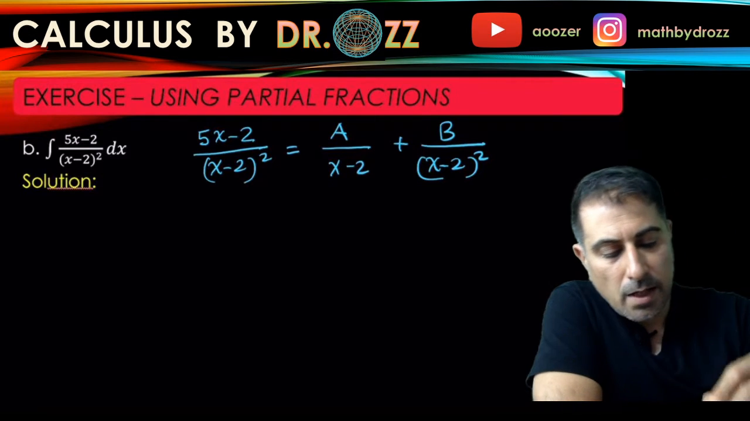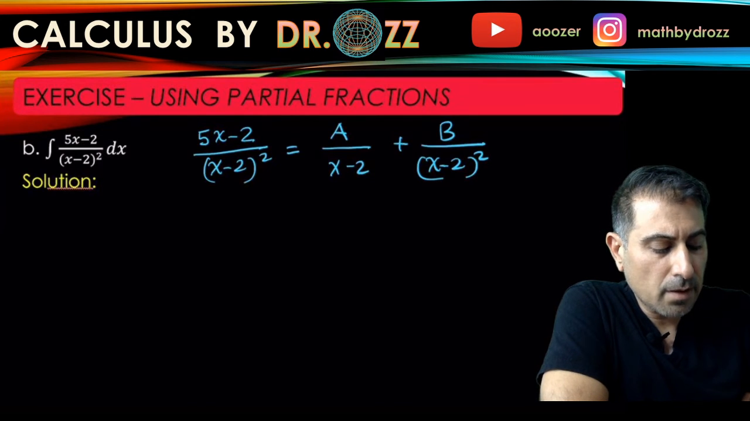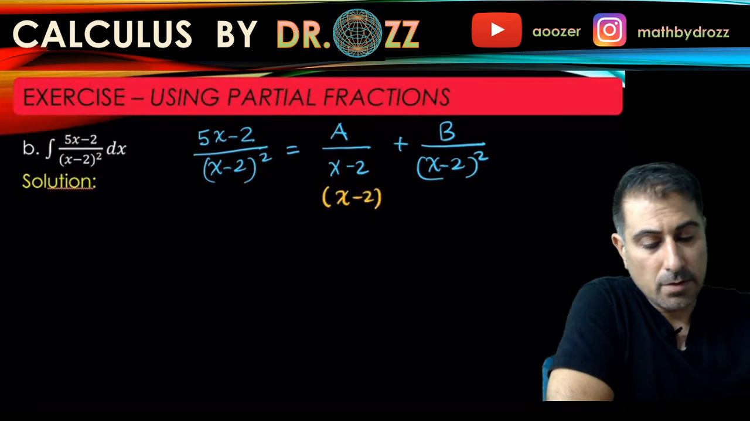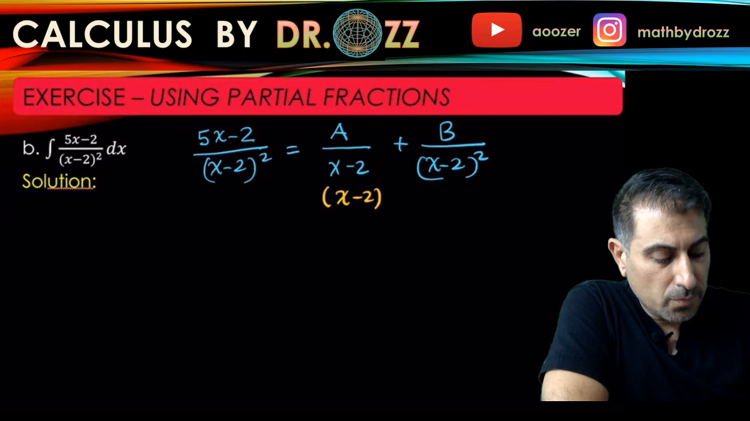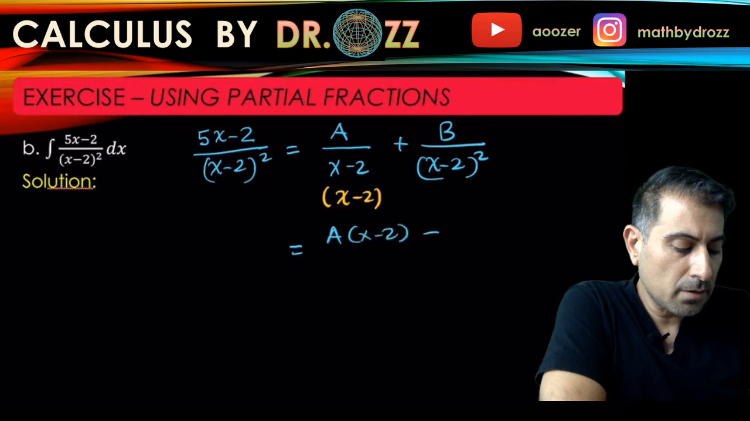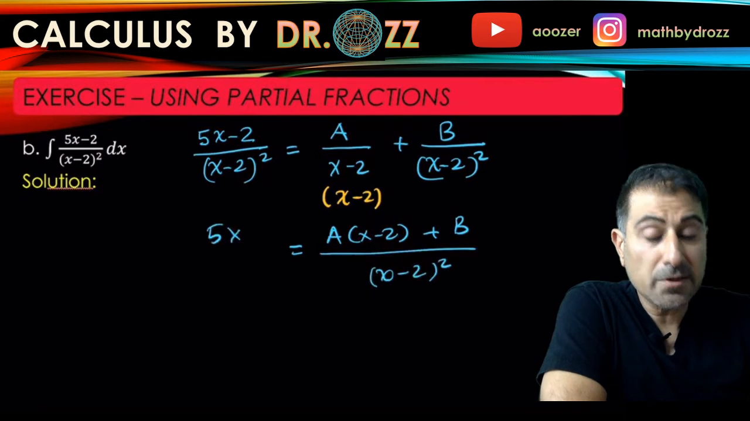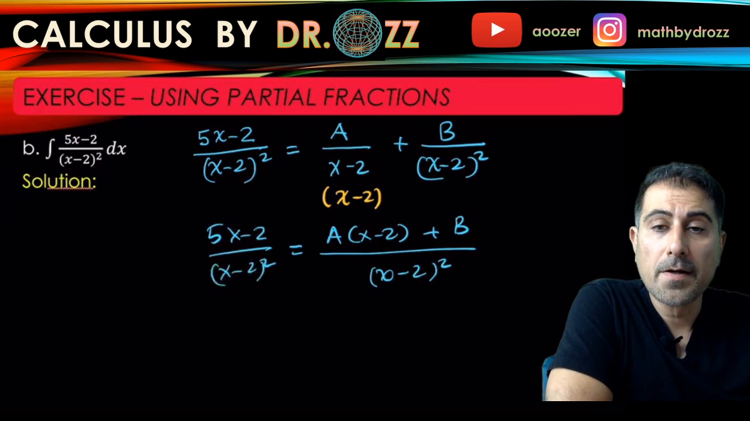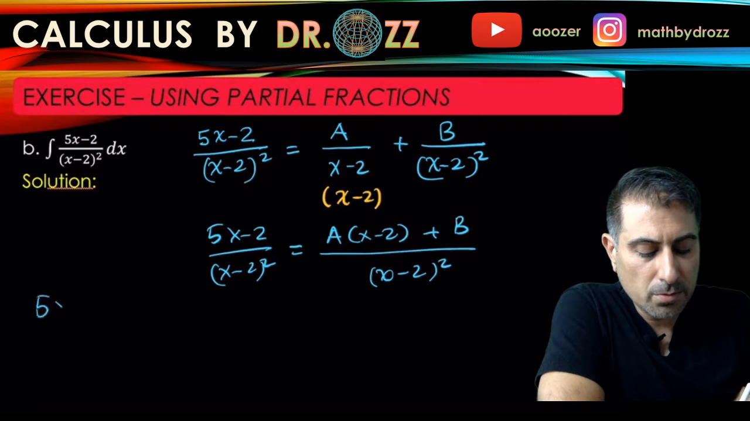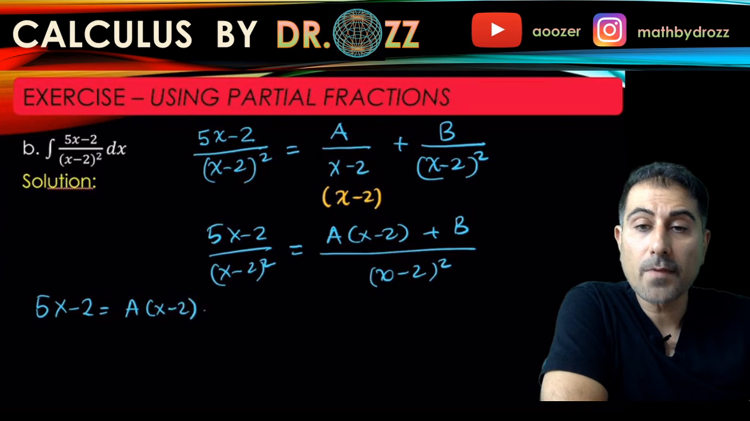So now I need to find a common denominator on the right-hand side. That is me multiplying this fraction by (x - 2) at the top and the bottom. That's enough, right? So here we go. I have A times (x - 2) plus B. So now I have a common denominator that's equal to the fraction that we started with. Well, this implies that 5x - 2 has to be equal to A(x - 2) + B.